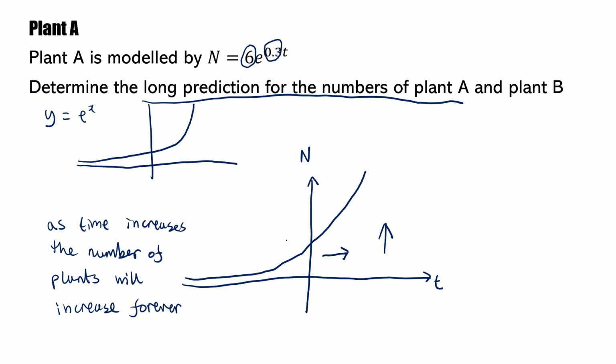It's worth pointing out, if we're talking about posh mathematical notation, what we're effectively saying is that as t tends towards infinity, then therefore n tends towards infinity as well. But that's really stuff you're not going to have to write, so I wouldn't worry about that, but just in case you see that in a book at some point, that's what we're talking about.